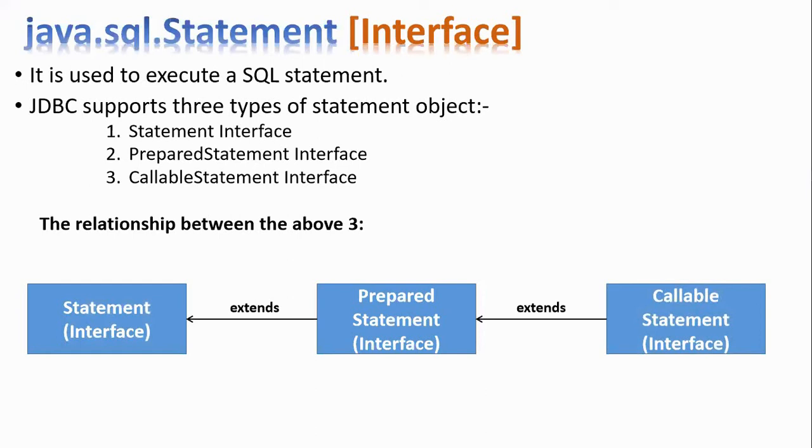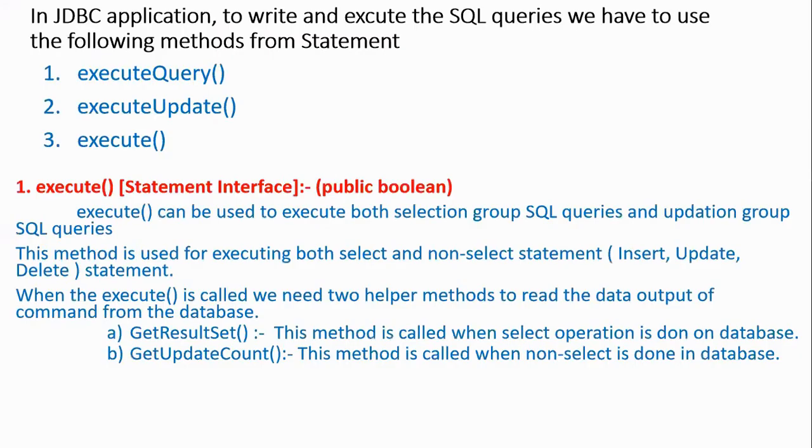They are related in this manner. This is what we had seen in the previous class. We had seen what these statements do internally and why we use them. The next thing we should see is how a JDBC application will be using it to write the SQL queries. To use that, we have to make use of three important methods from the statement interface. Which are those three important methods, sir? One is executeQuery, another is executeUpdate, and the other is execute.